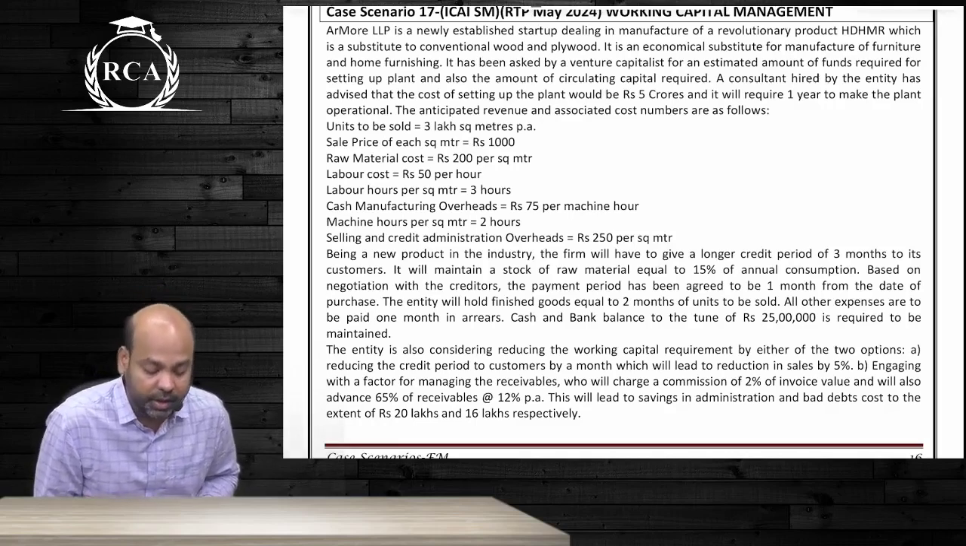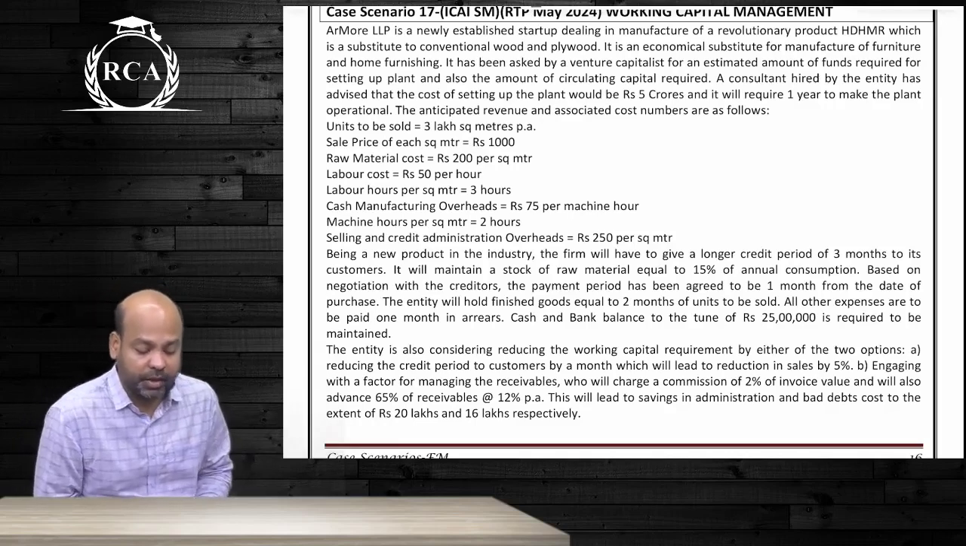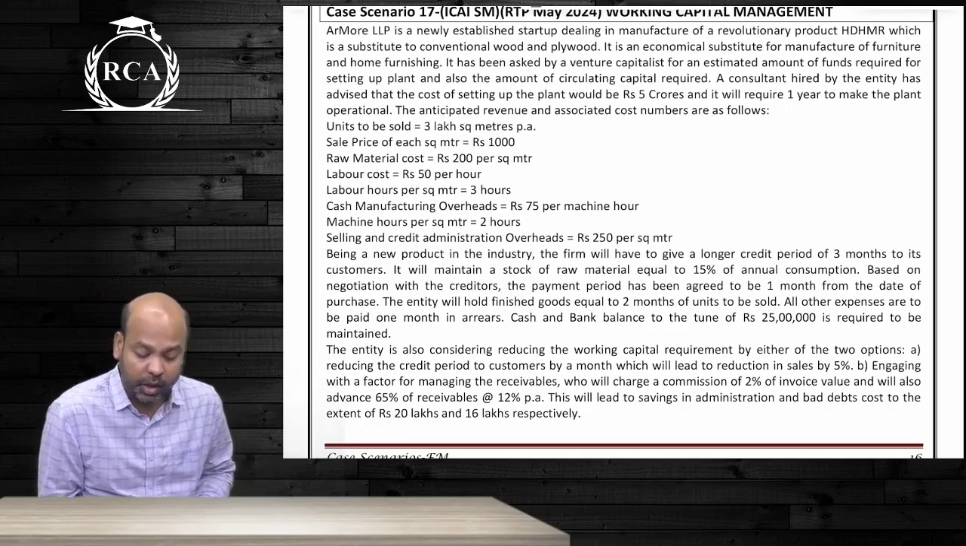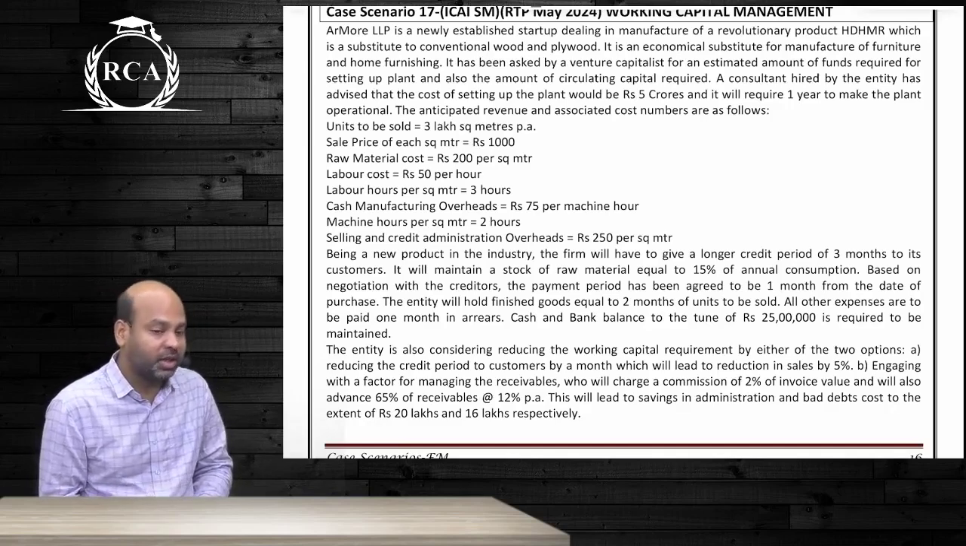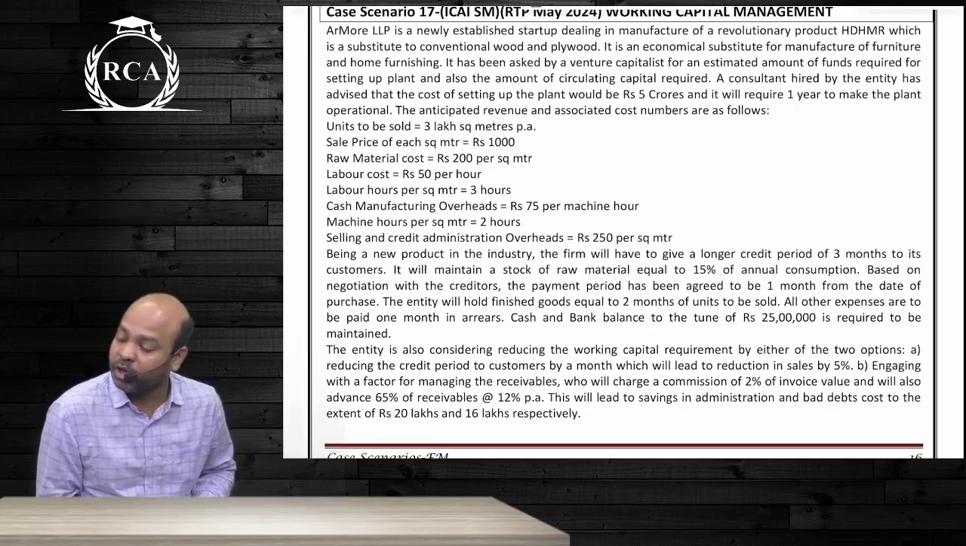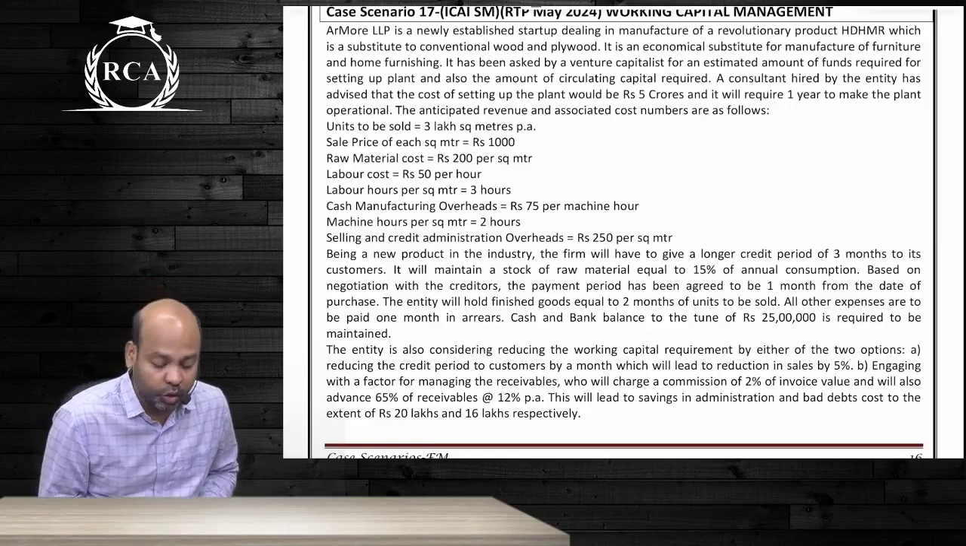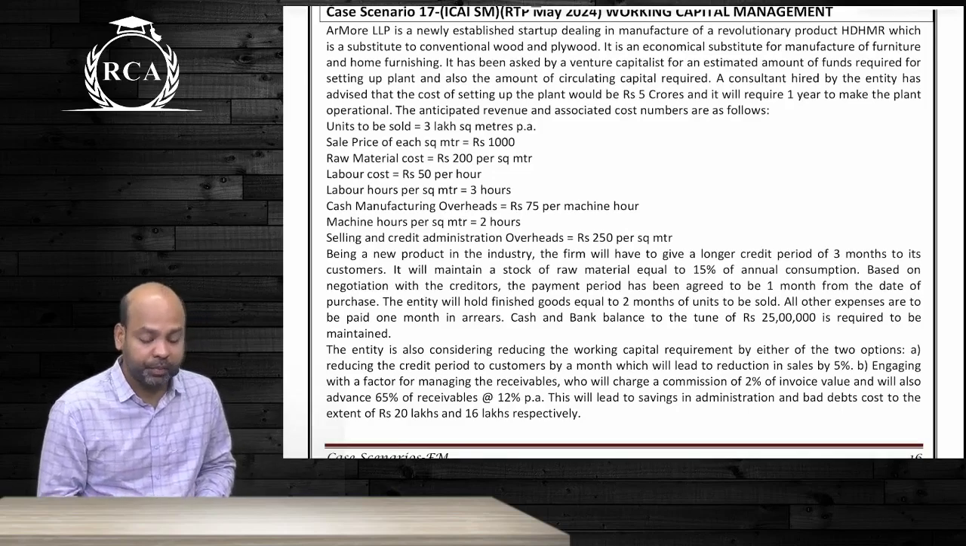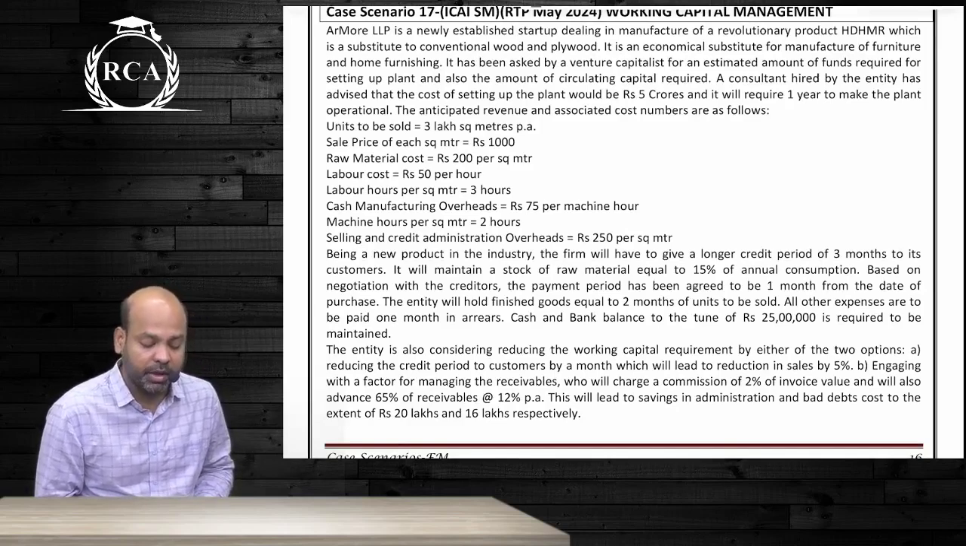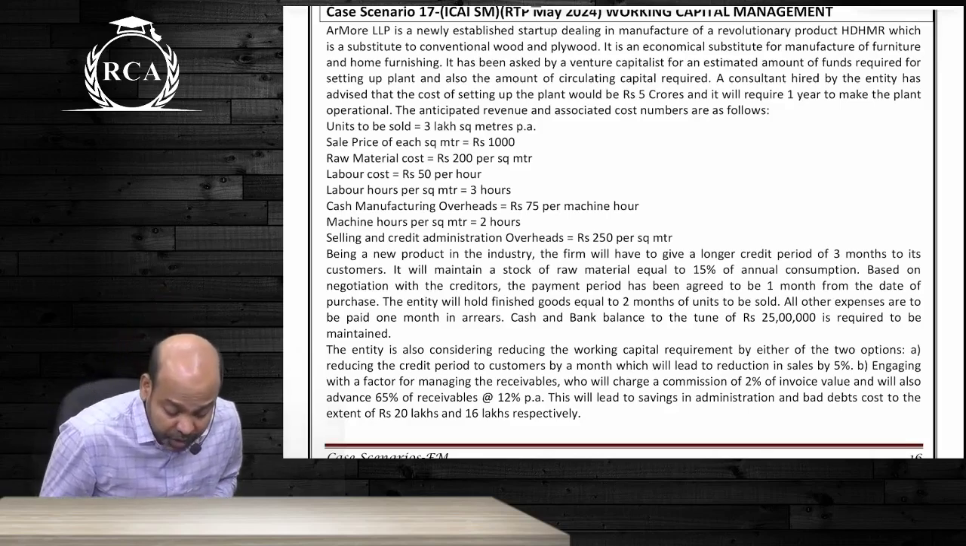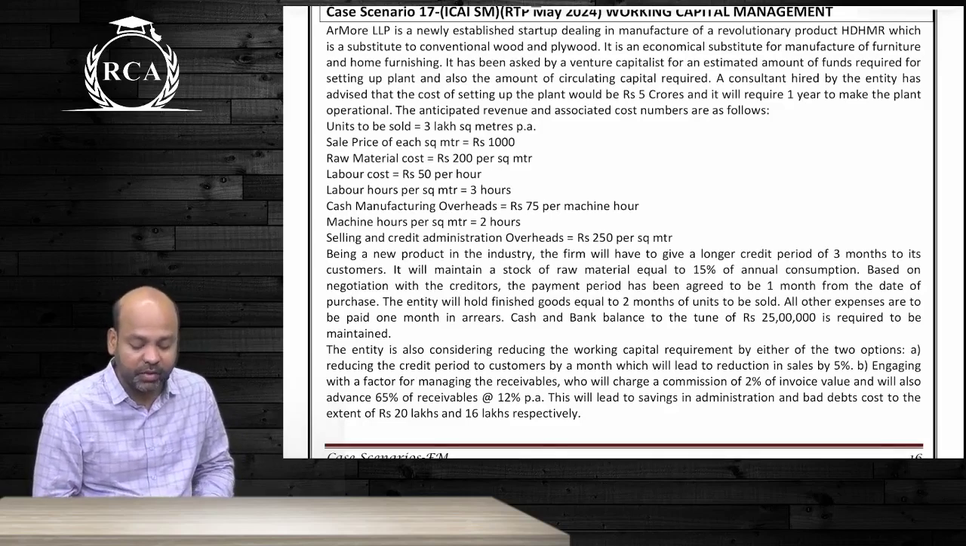A consultant hired by the entity has advised that the cost of setting up the plant would be 5 crore rupees. And it will require 1 year to make the plant operational. The anticipated revenue and cost numbers are as follows. Remember guys, this is new operations. There will not be any opening stocks. Units to be sold are 3 lakh square meters. Selling price of each square meter beta is 1000 rupees. Raw material cost is 200 per square meter. Labor cost is 50 rupees. Labor hours per square meter is 3 hours. Cash manufacturing overheads are 75 rupees. Machine hours per square meter. Selling and credit administration cost.